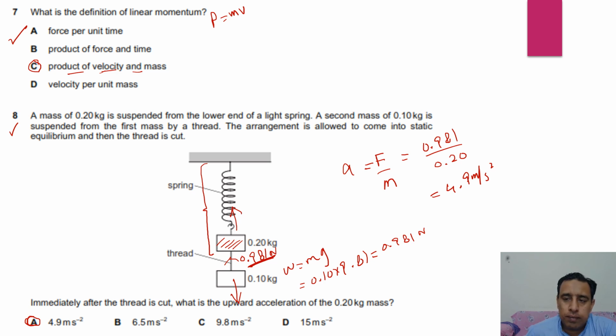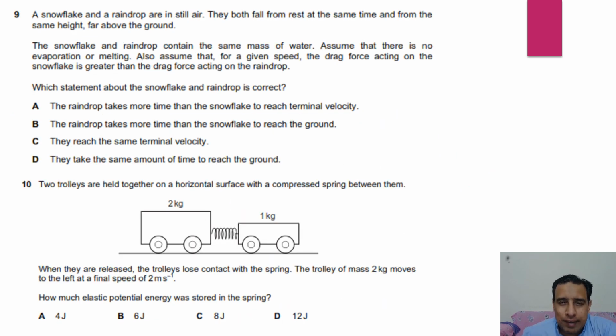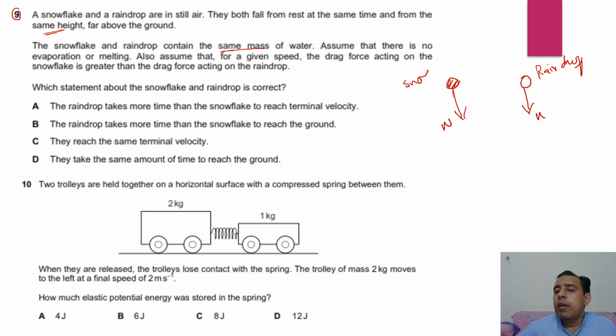Moving towards question number 9. Okay, theory question. Now we have a snowflake and a raindrop in still air, which means there is no air blow. This is the snowflake falling, and this is a raindrop in air. Two forces are acting downward because of their masses, because their height is the same from the ground. The snowflake and the raindrop contain the same mass, which means the same downward force, this W, which is the same in both cases.